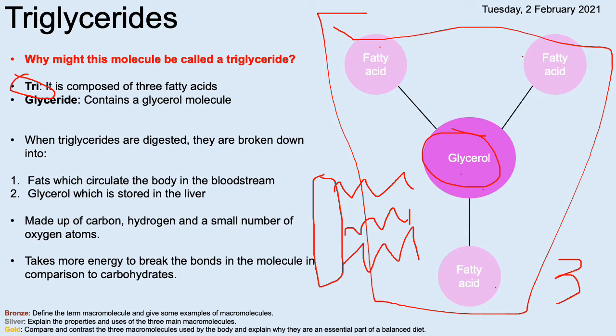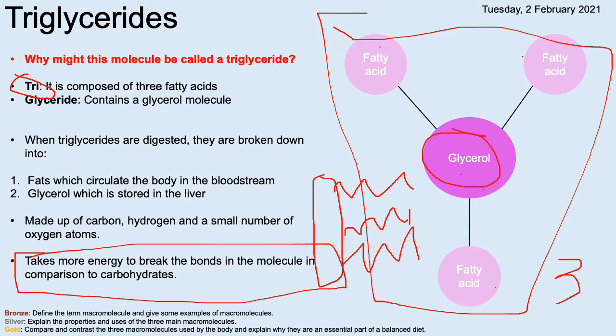And it also takes more energy to break the bonds in a molecule of fat in comparison to carbohydrates. So that is why we tend to use carbohydrates first. If there are carbohydrates available, we'll use the carbohydrate first, and then we'll go on to the lipids and proteins.